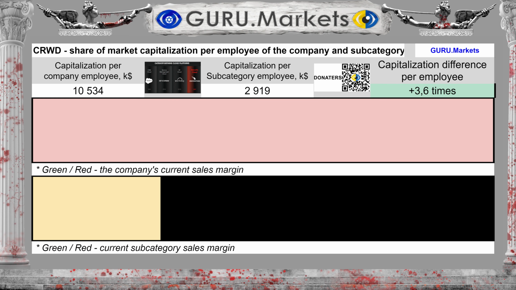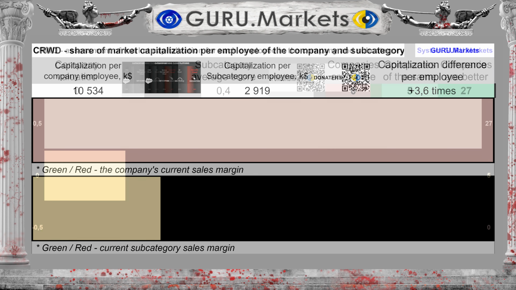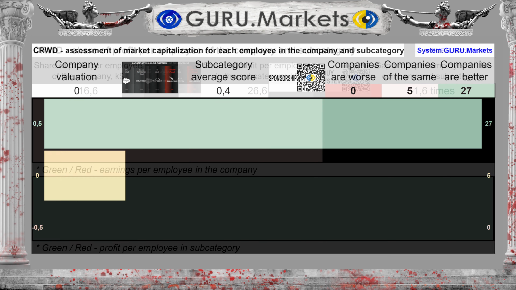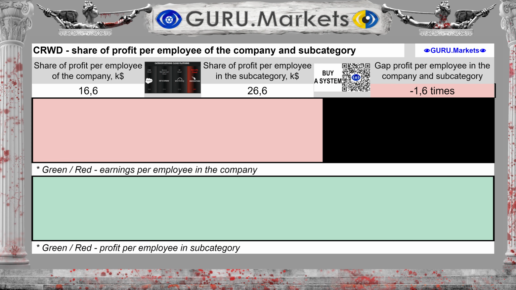The amount of market capital for each employee of the company is $10,534,000. Whereas for the subcategory it is $2,919,000. The difference between the subcategory average and the company's performance is 260.9%. Estimation of the volume of market capital per employee in comparison with the indicators of companies in the subcategory. Tolerable, 0 points. The amount of profit per individual employee of the company is $16,600.